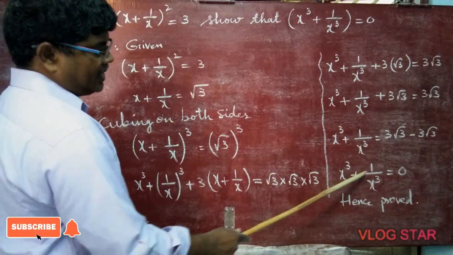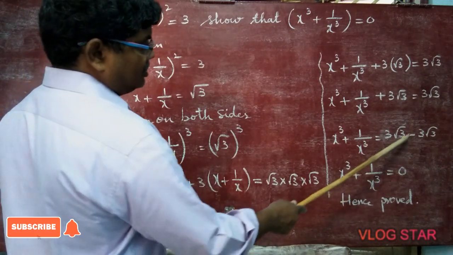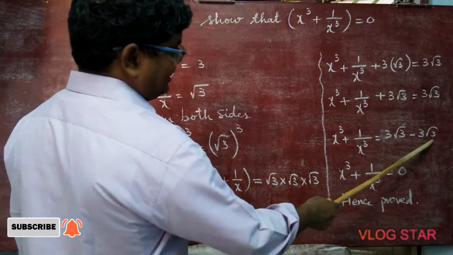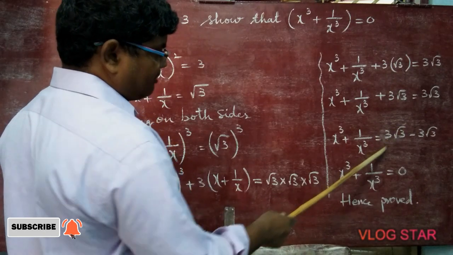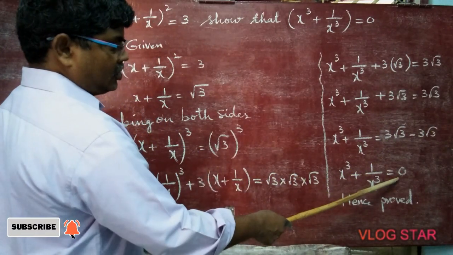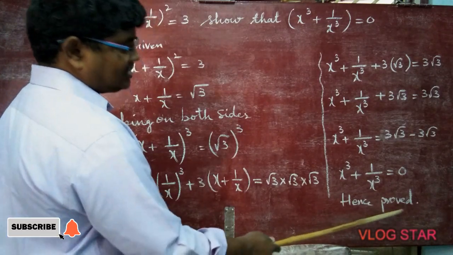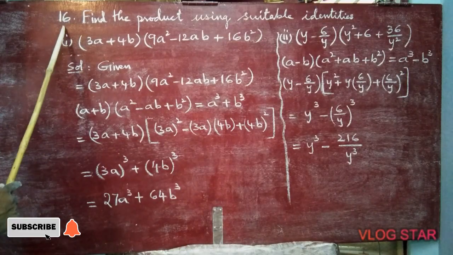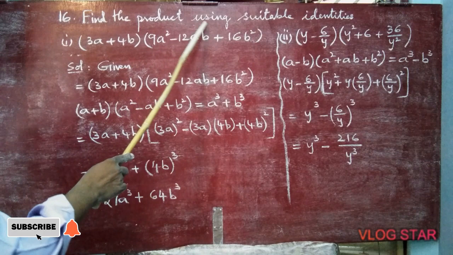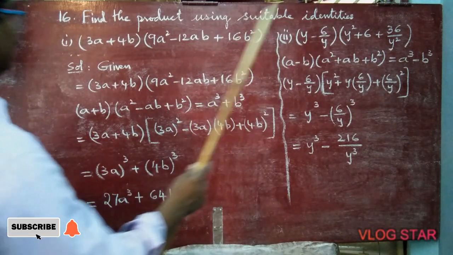So x cube plus 1 by x cube is equal to, from 3 root 3 if you take again 3 root 3, the answer will be 0, or otherwise you can cancel, 0 is left. So they told us to prove that, we proved, hence proved. 16th problem. Find the product using suitable identities.